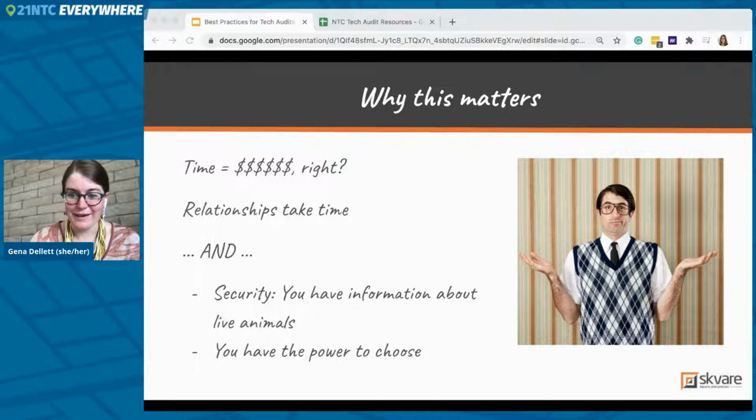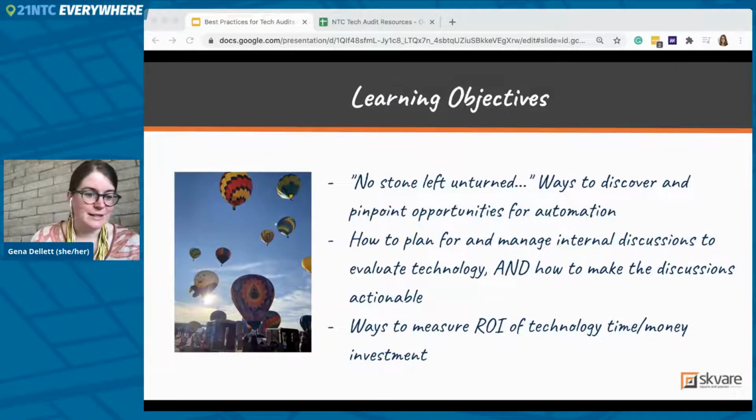Okay, the learning objectives. This is on the home page of what we're going to be uncovering. Some of this is just pinpointing ways that you can improve. What should a machine do versus what should a human do? And how can you do some of that with the tools that you already have? How can you manage and plan for change?